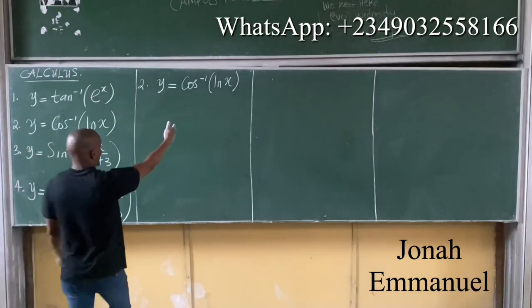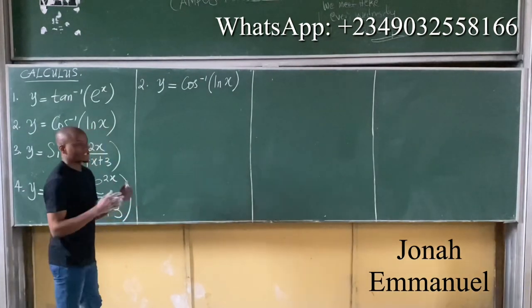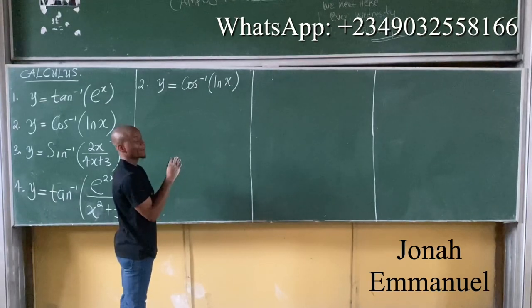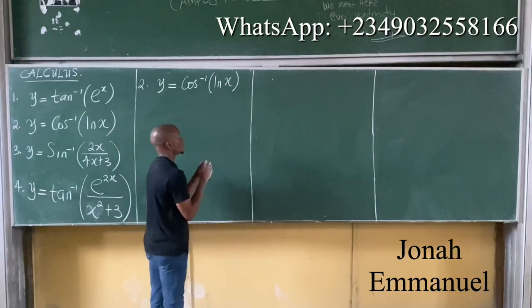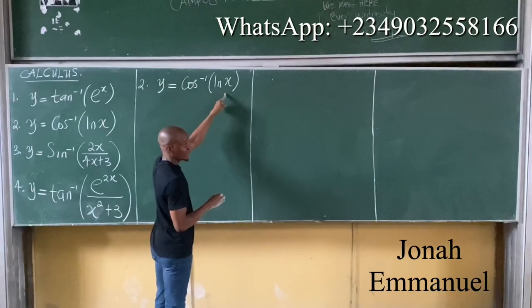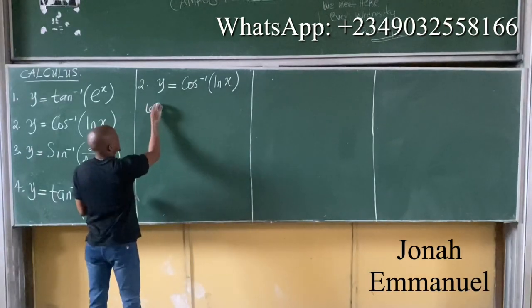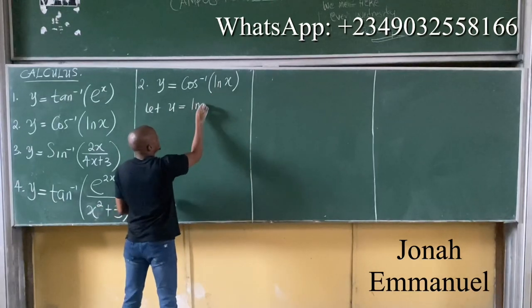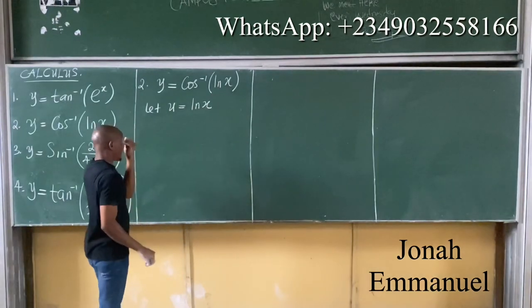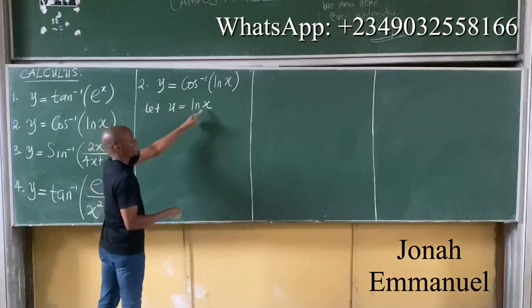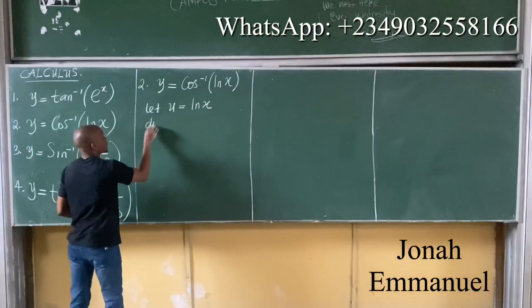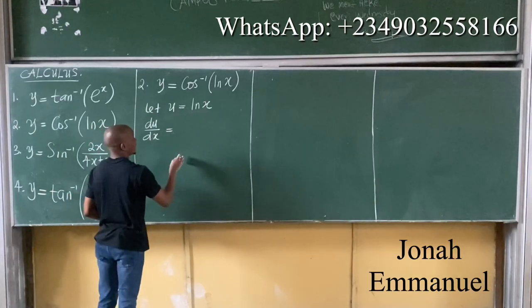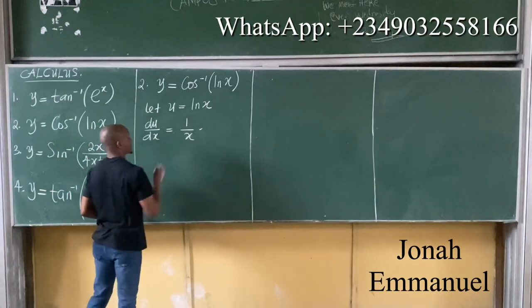Let's get this done. So we said the idea is very simple. We said u should be equal to the term in the bracket. So it's as simple as let u be equal to what I have there, that becomes ln x. Differentiate u with respect to x, I will get du/dx. If I differentiate ln x, you get 1 all over x.